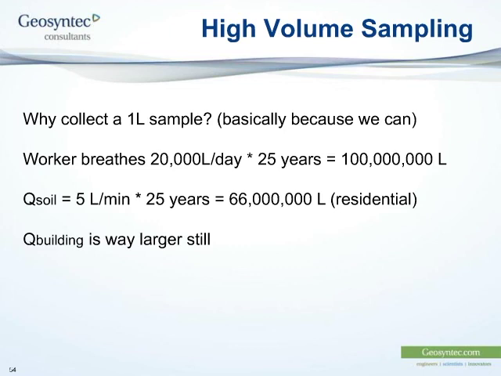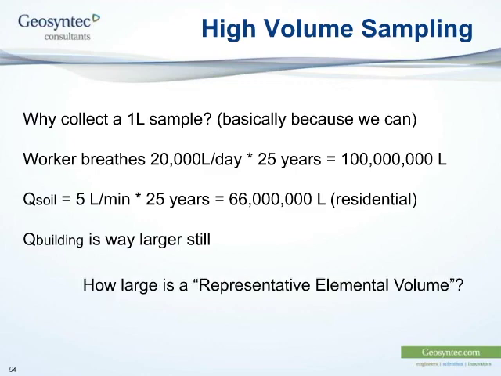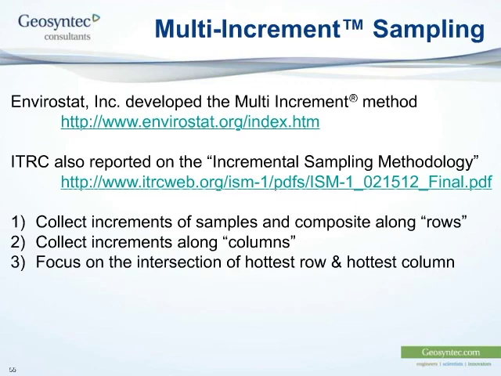If the volumetric flow rate of soil, Q soil, into a building is around 5 liters a minute over 25 years, that's 66 million liters of gas. So why do we collect a sample of 1 liter? Why not collect a sample of 1,000 or 10,000 or 100,000 liters? It would be probably more representative. So we can do that, and we'll show how we do.